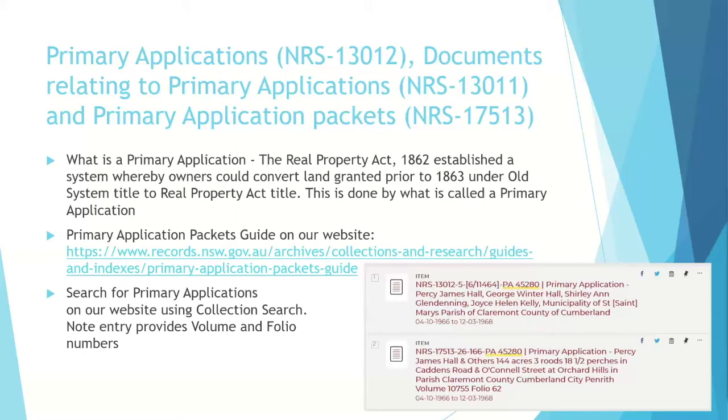Old system wasn't. You needed to have all the pieces of land that went along to prove that you actually owned the land. Now, there is a guide on our website, and you can search using our website collection search. So all I've done is put in the PA number, and you'll notice again it's calling it Cadens Road and O'Connell Street in Orchard Hills. So obviously, even in the 1960s, they're not referring to this part of the land as being in Kingswood.